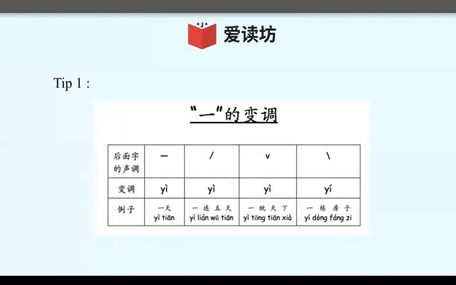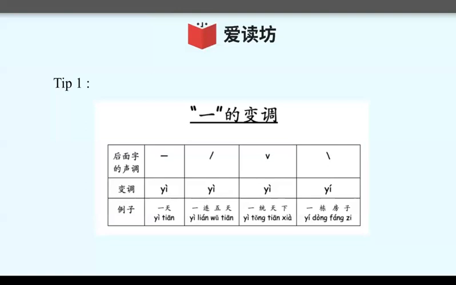Here are a few tips that need to be noticed. Firstly, students need to pay attention to the changing tone of the words 一 and 不. For the changing tone of 一, if the word after 一 is first, second, and third tone, 一 must change into fourth tone. For example, 一天 is first tone, 一年 is second tone, 一统天下 is third tone.